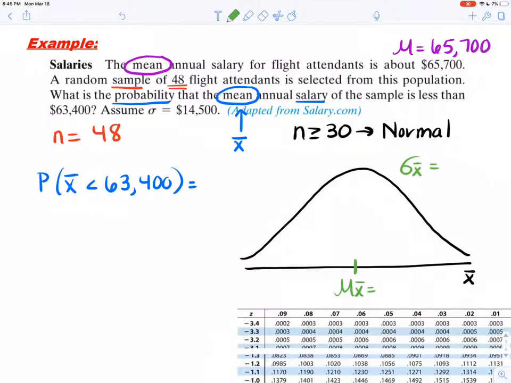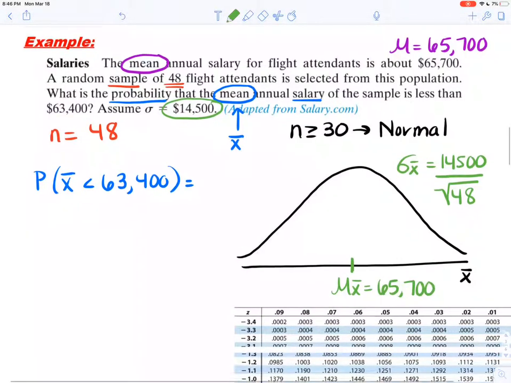Both of these in terms of the sample mean X bar. Now, like we saw in the central limit theorem, the overall mean will be exactly the same, whether it's for an individual value or a sample mean. But the standard deviation is going to have to be recalculated. Instead of using sigma, that would be for individual salaries, I'm going to take sigma divided by the square root of n, my sample size, which is 48.